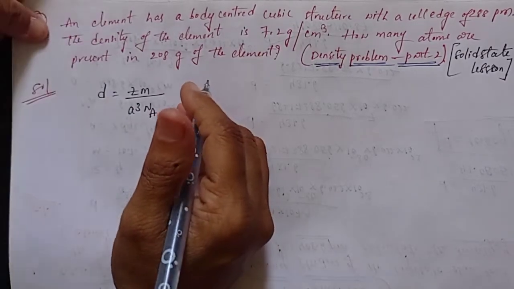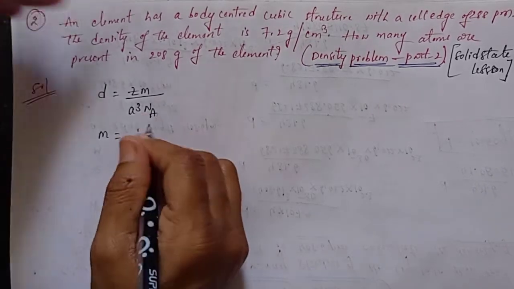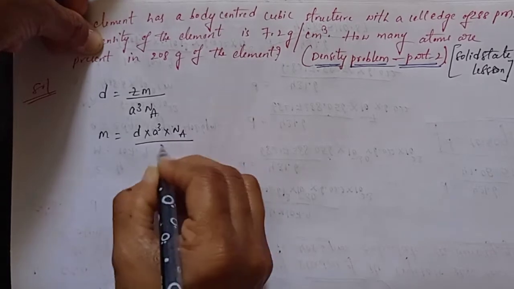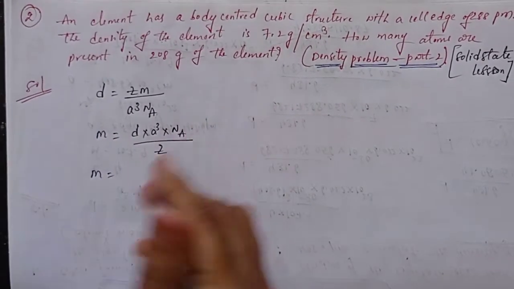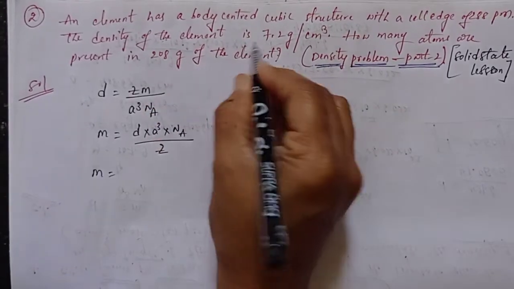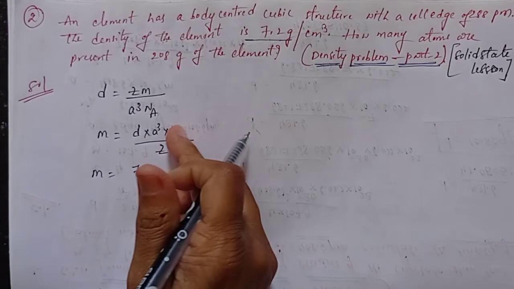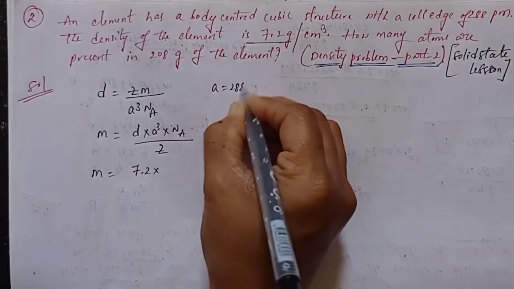Now I have to find the molecular weight. So molecular weight is equal to D into A cube into Na by Z. Molecular weight is equal to density, how much is given? 7.2 given, substitute as it is. The A value, edge length 288 picometers is given.